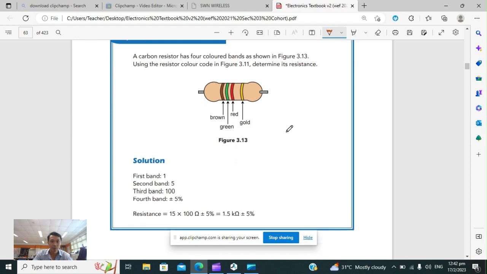So this is a worked example. They show you brown, green, red, gold. The first band, brown, corresponds to a first digit 1. Green corresponds to a digit 5. So you have 15. The third band, red, corresponds to a multiplier of 100. So 15 times 100, you have 1500 ohms, or 1.5 kilo ohms. The fourth band, gold, gives you plus minus 5% tolerance.